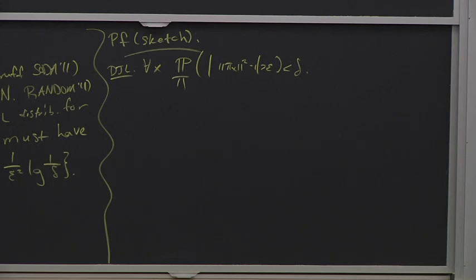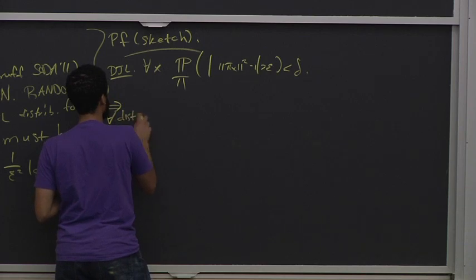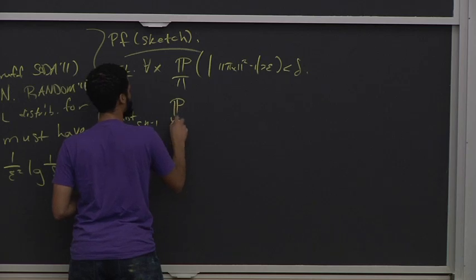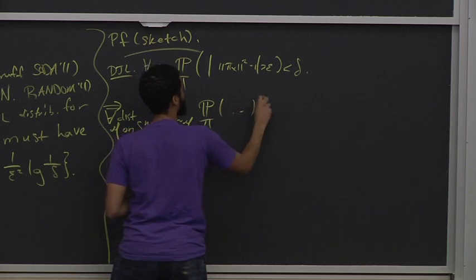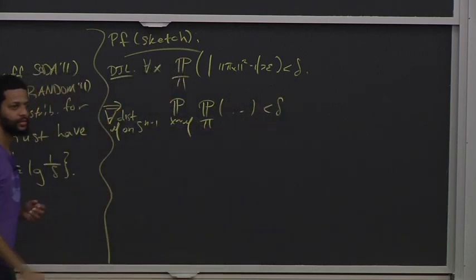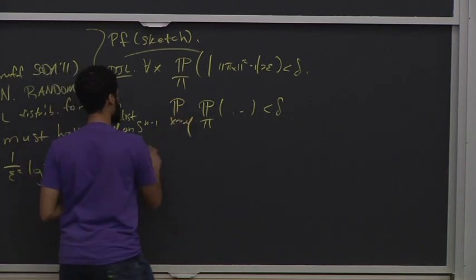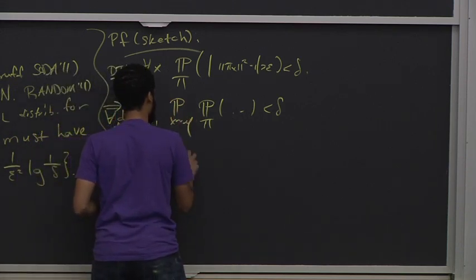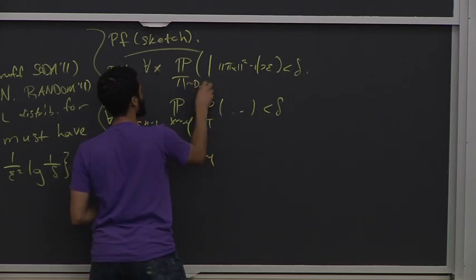Well, if it's true for all x, then it's true for any distribution over x's as well, right? So this implies that, for all distributions mu on the sphere, we have that the probability over x drawn from this distribution of the probability over pi of that same thing is at most delta. And then we can swap these two probabilities, right? So this implies that the probability over pi, the probability over x coming from mu, pi is being drawn according to this distributional JL.